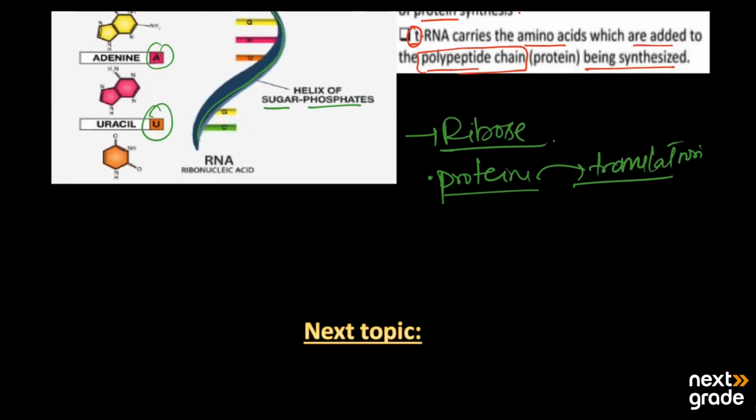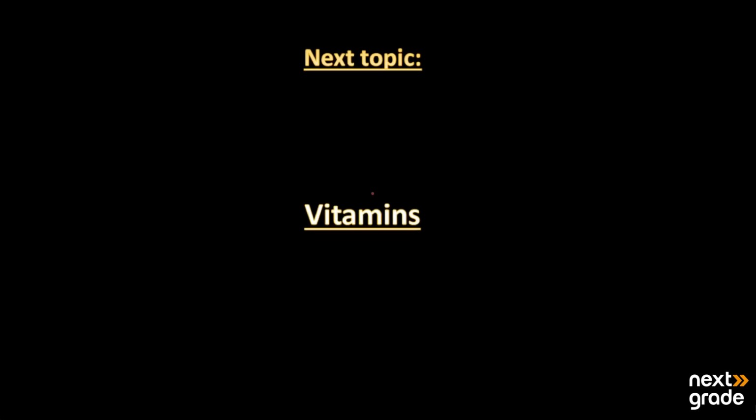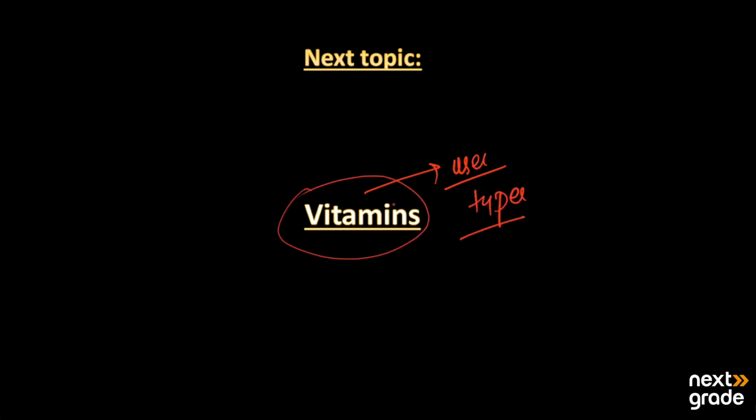The next topic that we will discuss is vitamins: how vitamins are produced, what their main uses and main types are, from where we can gain the vitamins, and how they help in the growth of human beings or living organisms.